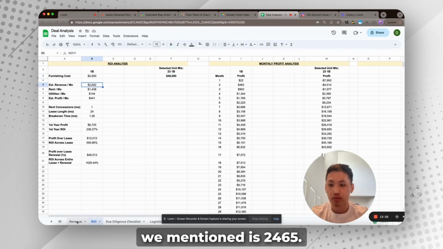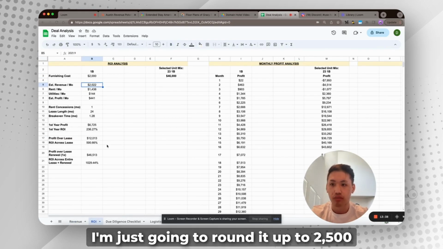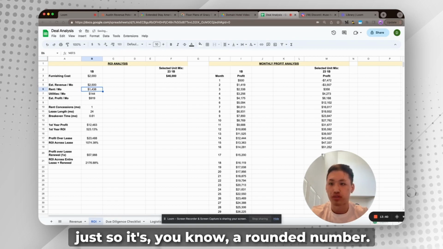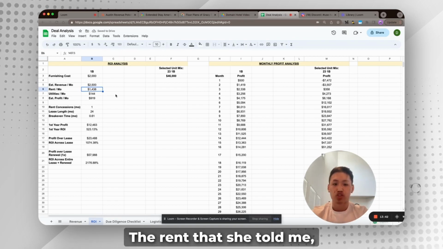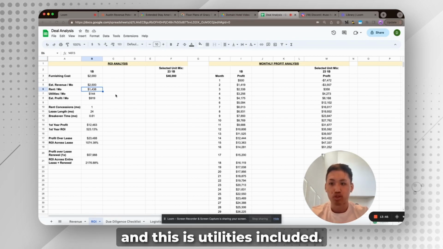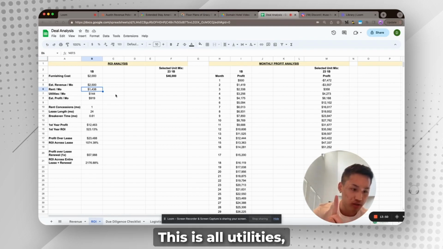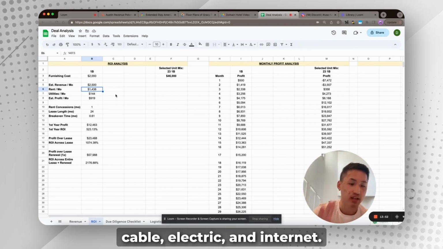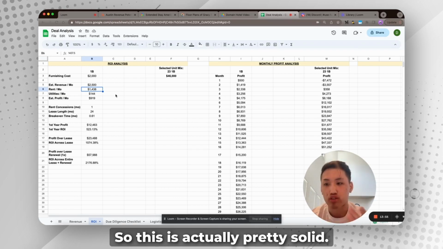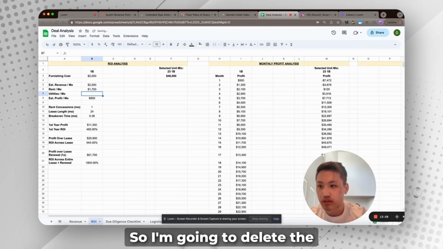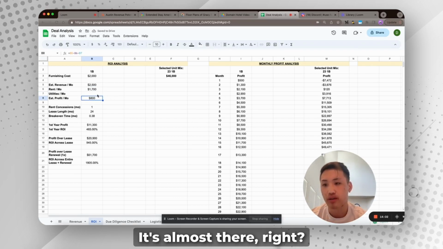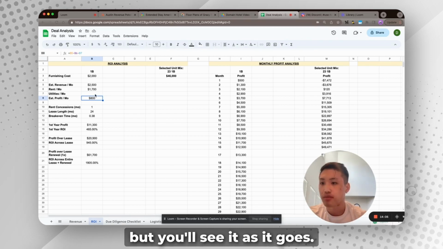And the revenue that we mentioned is 2,465. I'm just going to round it up to 2,900 just so it's a rounder number. The rent that she told me, and this is utilities included, all utilities, cable, electric, and internet, so this is actually pretty solid, is 1,700. So I'm going to delete the utilities as an estimate. It's almost there, right? $800 profit right now, but you'll see it as it goes.